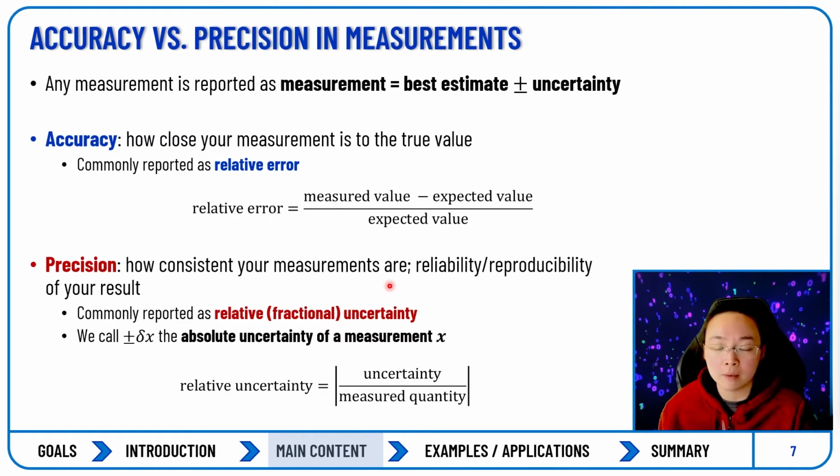Precision is commonly reported as fractional or relative uncertainty. So we call delta x the absolute uncertainty of a measurement x. Now, relative uncertainty is then given by the uncertainty in your measurement divided by your measured quantity. So it has nothing to do with the expected value. It has everything to do with what you're measuring and how certain or uncertain you are about it.